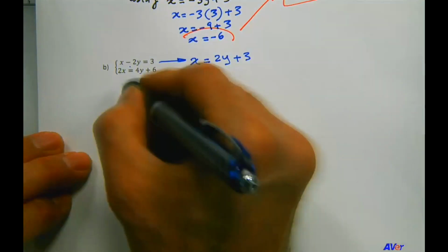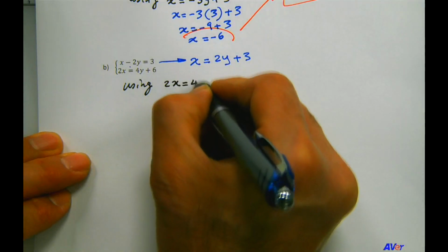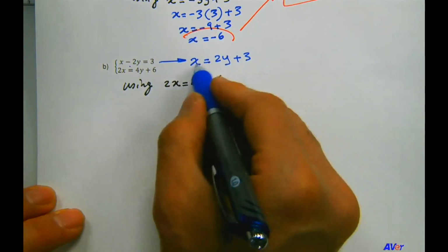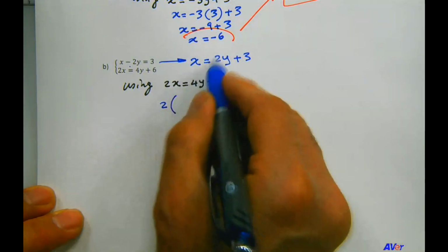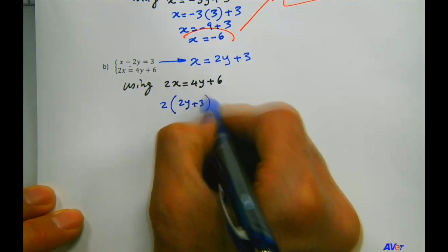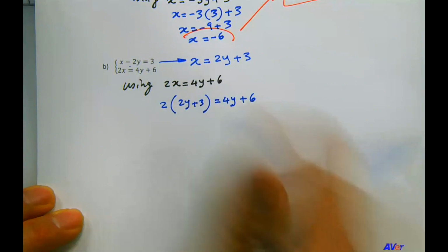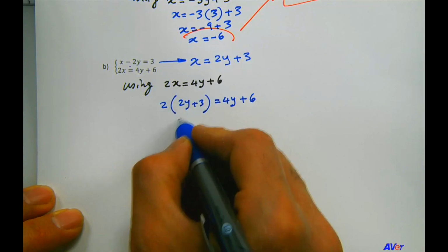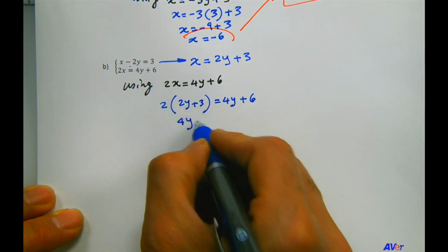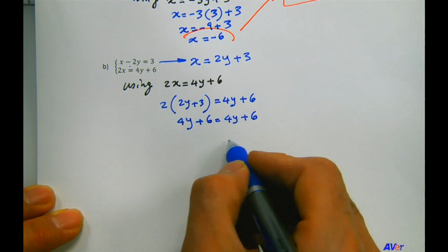So, using 2x equals 4y plus 6, we have, this is x, right? X equals 2y plus 3. So I'm going to replace: 2 times 2y plus 3 equals 4y plus 6. Okay? We're solving for y now after substitution. So 2 times 2y is 4y. 2 times 3, 6. On the other side, of course, we have 4y plus 6.